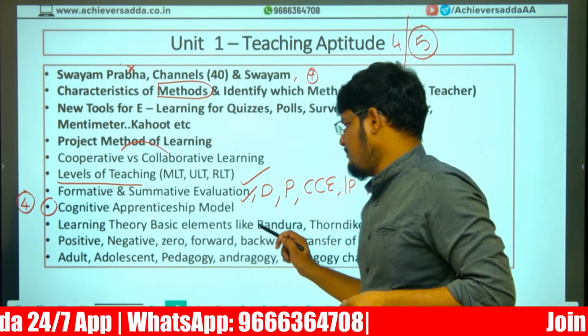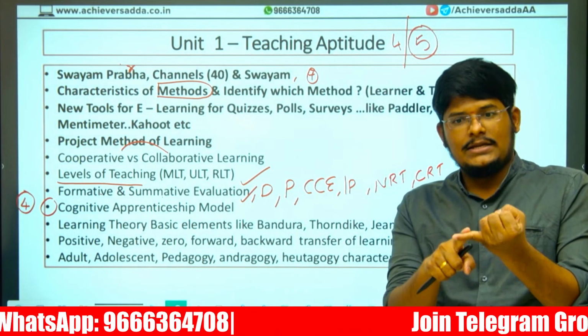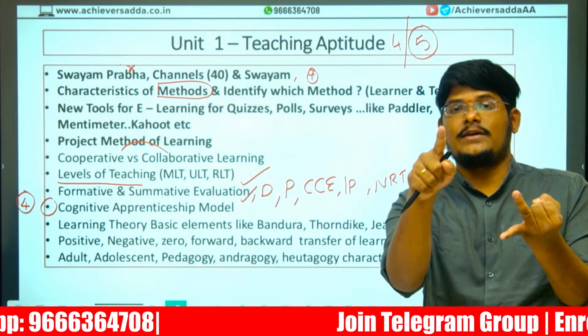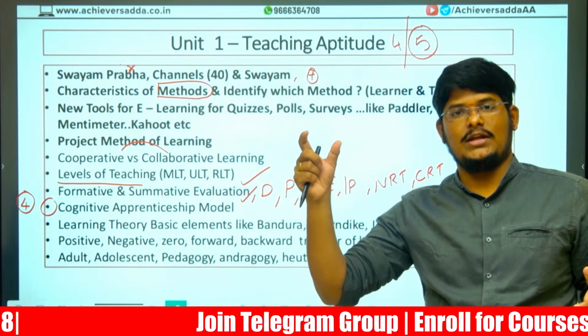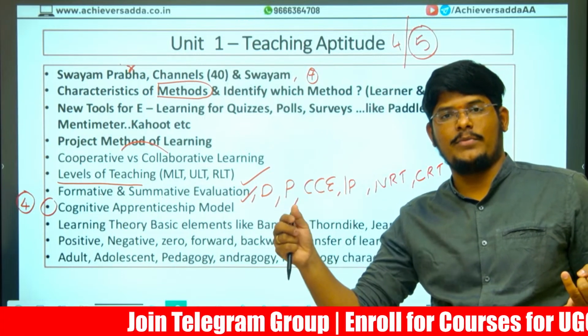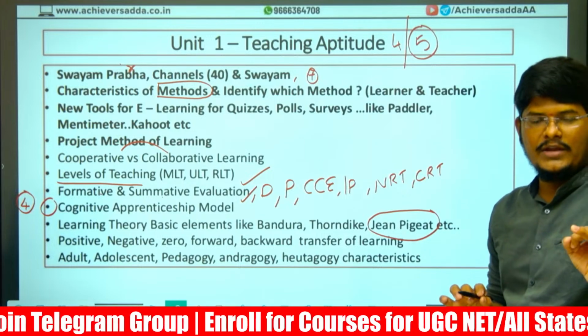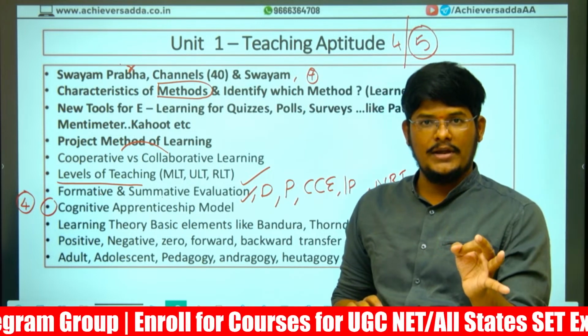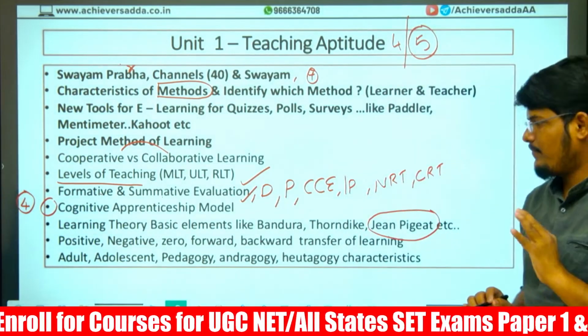Next, learning theory basic elements. Bandura, Pavlov theory, Jean Piaget cognitive development theory, sensorimotor, as well as pre-operational, formal operational, concrete operational. Like that, match the following questions are asking in a Jean Piaget. Assimilation, accommodation, schemas are the words to be used in the Jean Piaget.